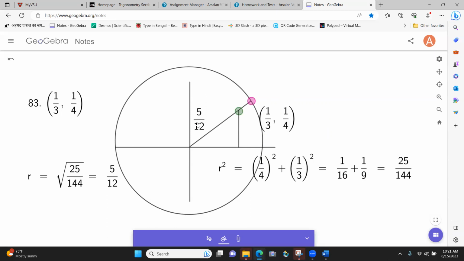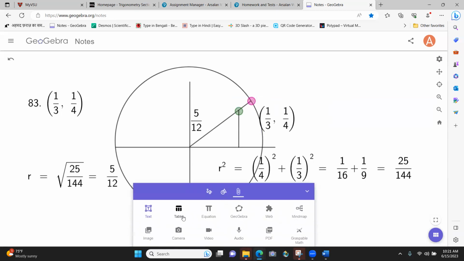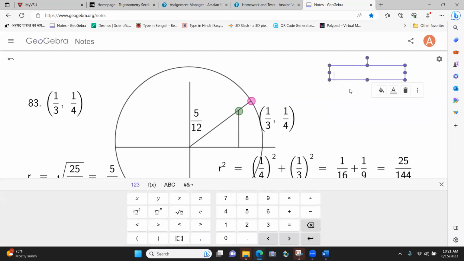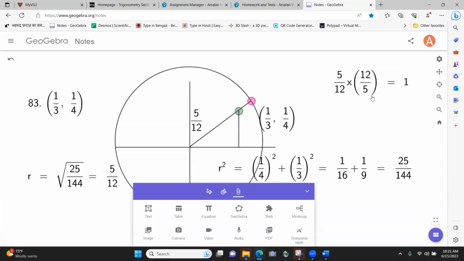Now, basically, you will be multiplying by the reciprocal. Take a look at this, guys. From 5/12, if you want to extend it to 1, I'm going to show you here. 5 divided by 12 times 12 divided by 5 will give you 1. Isn't it, guys? So you have to multiply everything by 12 divided by 5.